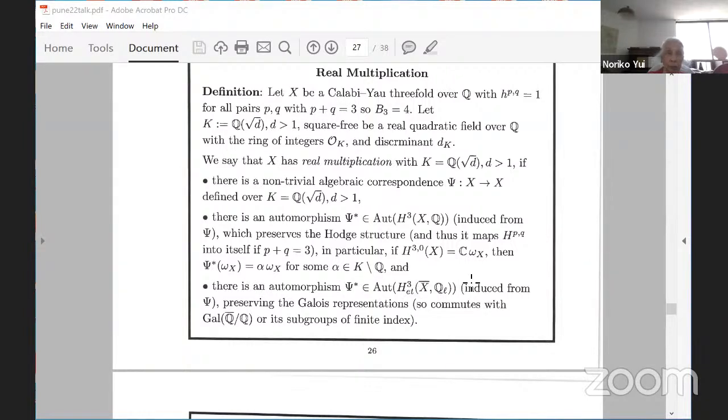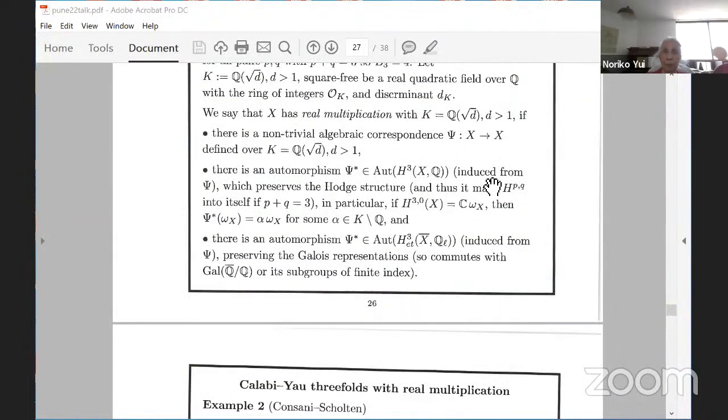to alpha times omega_X, where alpha is some element in K but not in Q. And of course, it has to induce a Galois correspondence. So psi has to give rise to an automorphism psi star of the etale cohomology, which preserves the Galois representation. So this is what you have to construct. Theoretically that's easy, but the actual construction is extremely difficult.